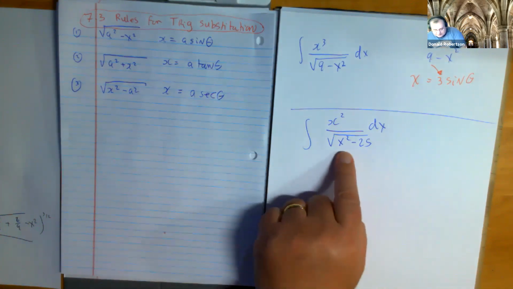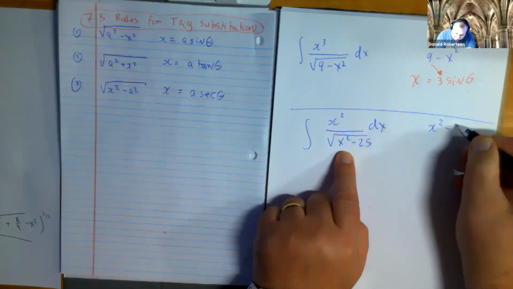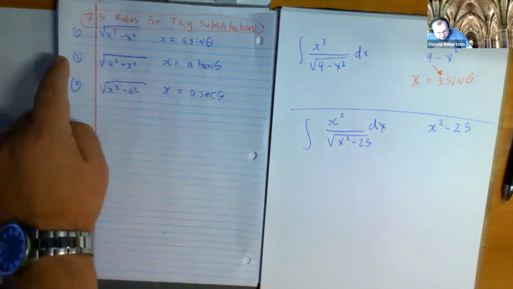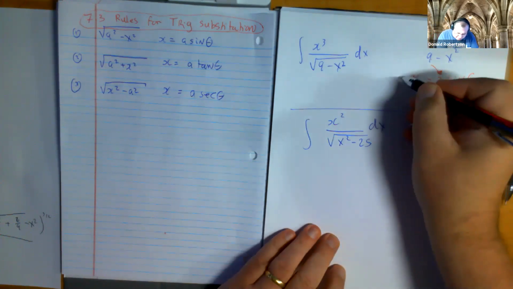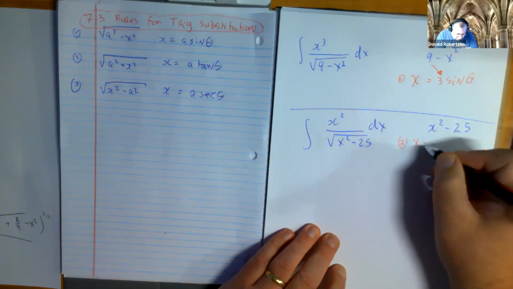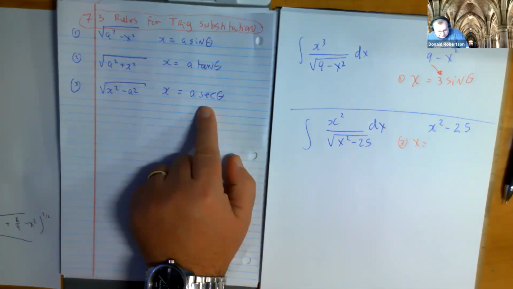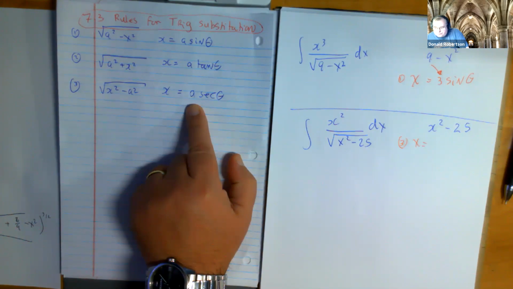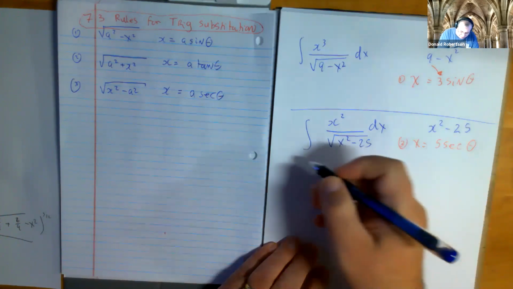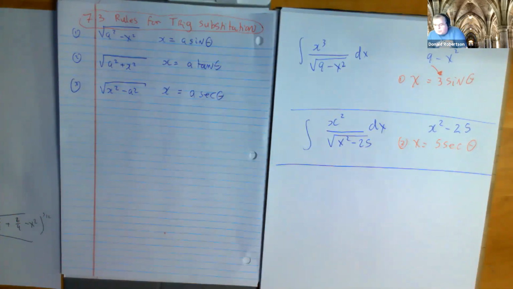Right, in this one, the guy you focus on is the x squared minus 25. Number 1, 2, or 3, which one looks like that guy? 3. And which is the x sub that you will use then? 5 secant theta. I'm not giving you any reason yet why you want to do that and why that's the x sub. You're just following instructions here, right? Here is an integral. This is the guy you look at. This tells you what your x sub is.